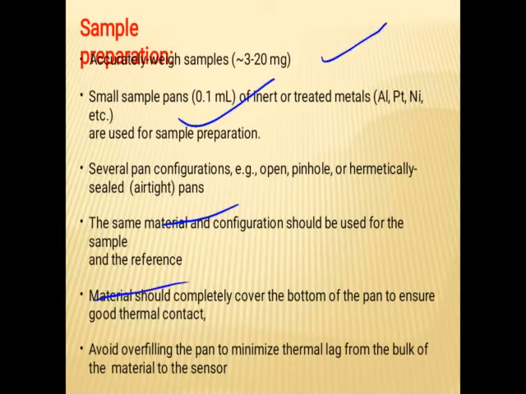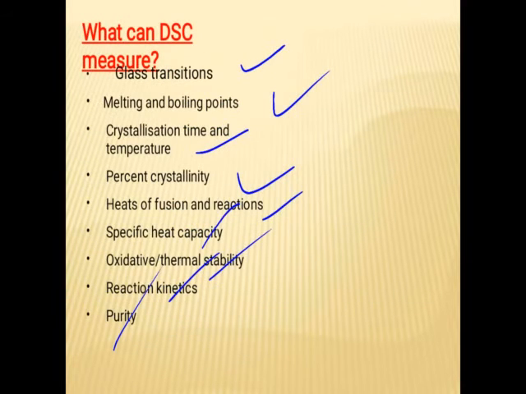The material should completely cover the bottom of the pan, and avoid overfilling the pan to minimize the thermal lag from the bulk of the material to the sensors. Okay, so these are the different aspects by which we can prepare the sample.